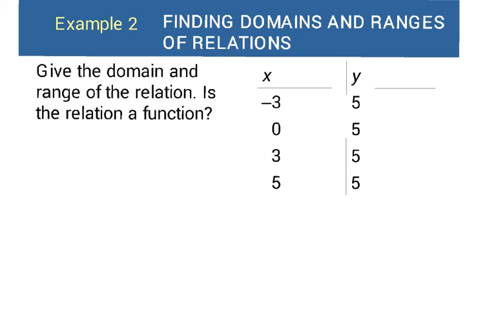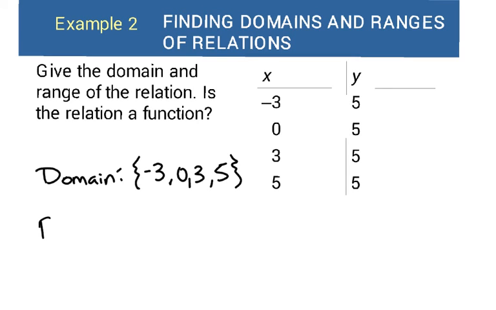Alright, give the domain and range of the relation. Is the relation a function? Well, let's see. So domain, we got negative 3, 0, 3, and 5. And then the range is 5.